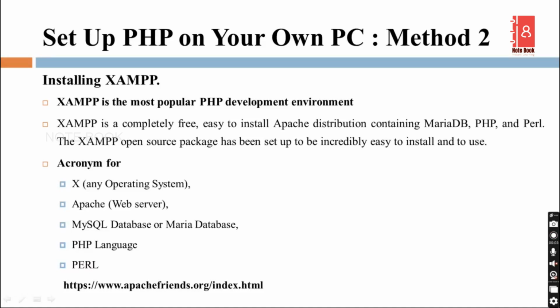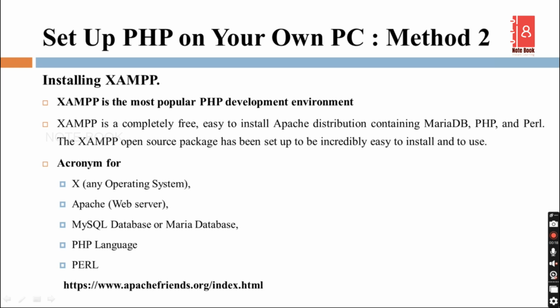Method 2 of how to set up PHP on your own PC is where we can install XAMPP. Installing XAMPP is very easy. XAMPP is the most popular PHP environment, which is completely free to use and easy to install. So we can download and install XAMPP.